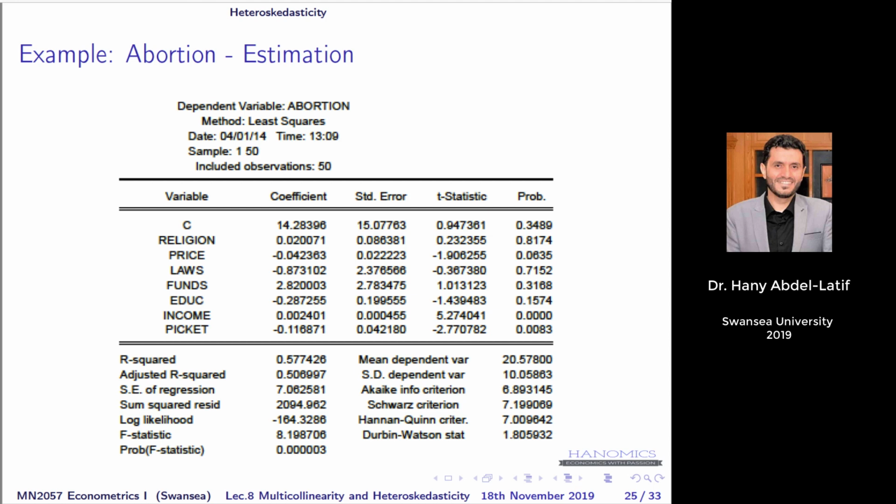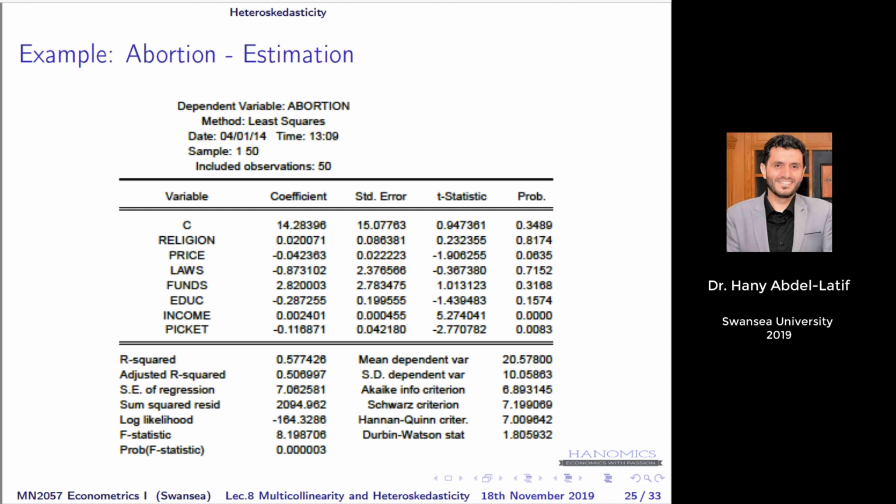Okay, so let's say now we've done a good job and actually estimated the model. As you see, we have 50 observations in this data set. Abortion rate is our dependent variable, and then the other independent variables. We could just go ahead and interpret these coefficients. But what is the problem? The problem is we need to test for heteroskedasticity.